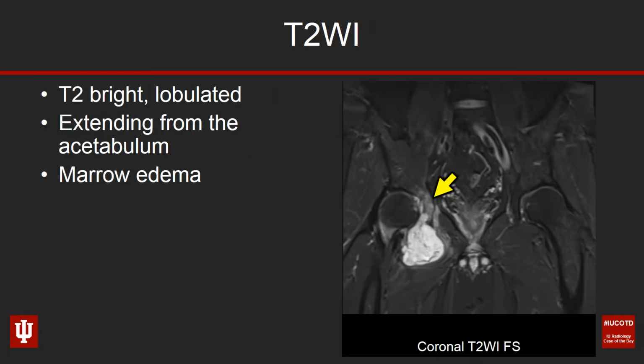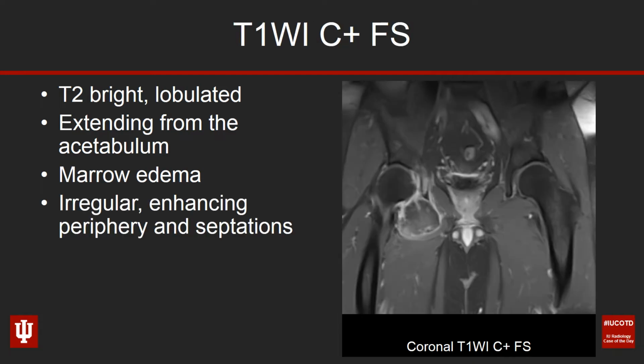On MRI, this mass is lobulated and intensely T2 bright. The lesion extends down from the hip joint and involves the acetabulum. We can see abnormal marrow signal within the right acetabulum. After we added contrast, we see that there is irregular enhancement of the periphery and septations of the mass. Again, note the signal abnormality of the right acetabulum.